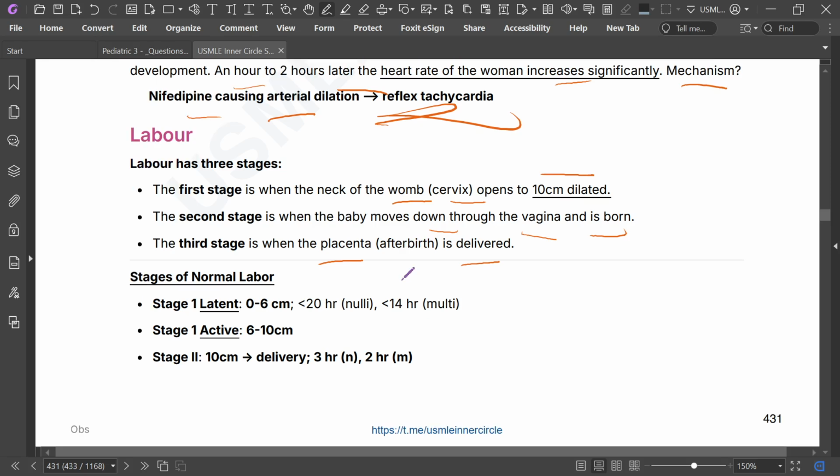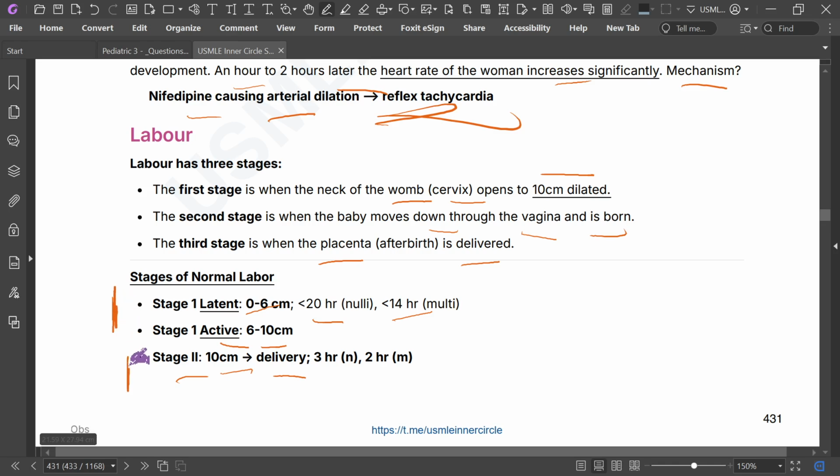Stages of normal labor. Stage 1, latent, 0 to 6 centimeters, less than 20 hours for nulligravida and less than 14 hours for multigravida. Stage 1, active, is 6 to 10 centimeters. So stage 1 has a latent and an active phase: 0 to 6 centimeters is the latent stage, and 6 to 10 centimeters is the active phase.